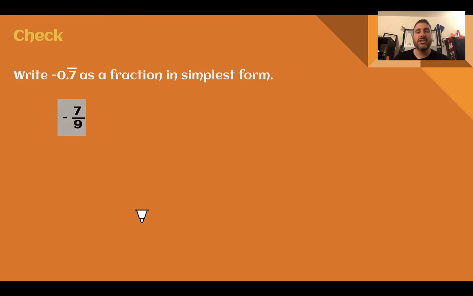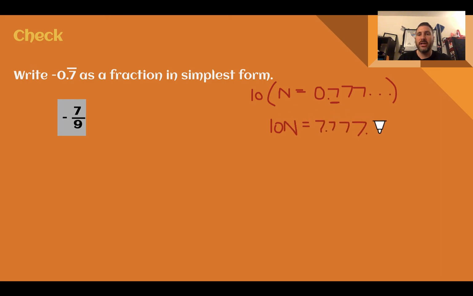Check your answer. You should have said negative 7/9. So I'm going to follow the same process here. N is equal to 0.777 and so on, 7 repeating. I'm going to multiply it by, there's 1 digit repeating, so I've got to multiply by 10. 10n equals 7.777 repeating. Take away the original.